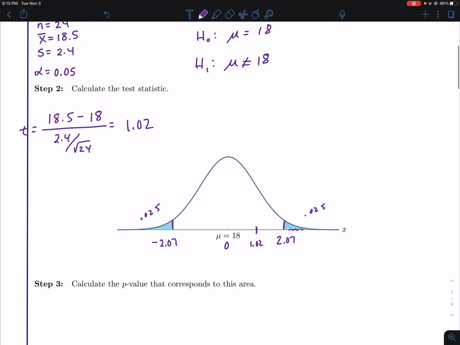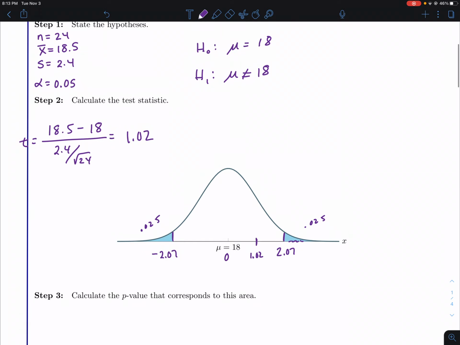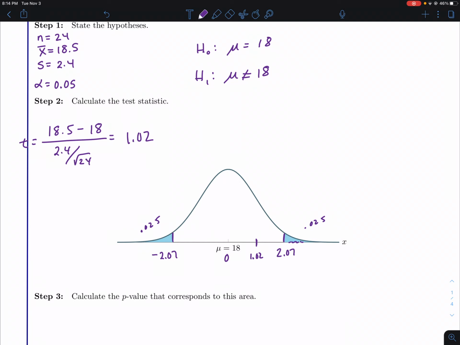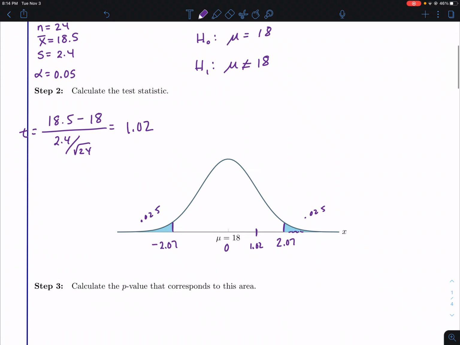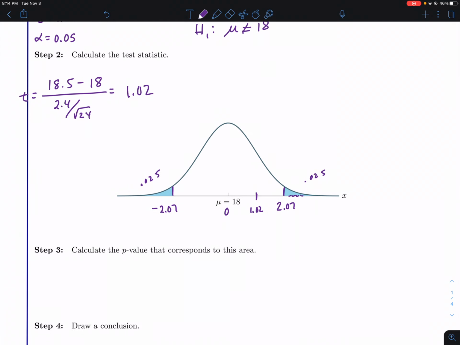But my gut instinct, based on just the picture alone, tells me that this is going to be a fail to reject. And that's why it's nice to know more than just one way to do these. It's nice to be able to look at the pictures, look at the t-scores, just to get an idea of where these should live. So let's actually calculate this to see what we get.